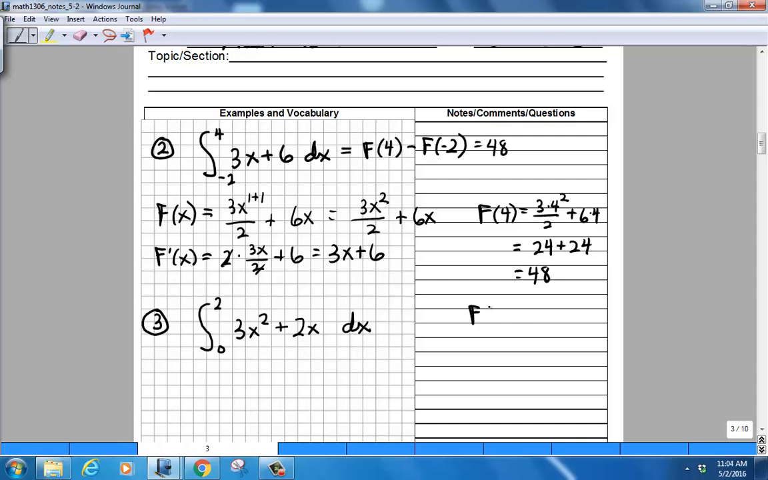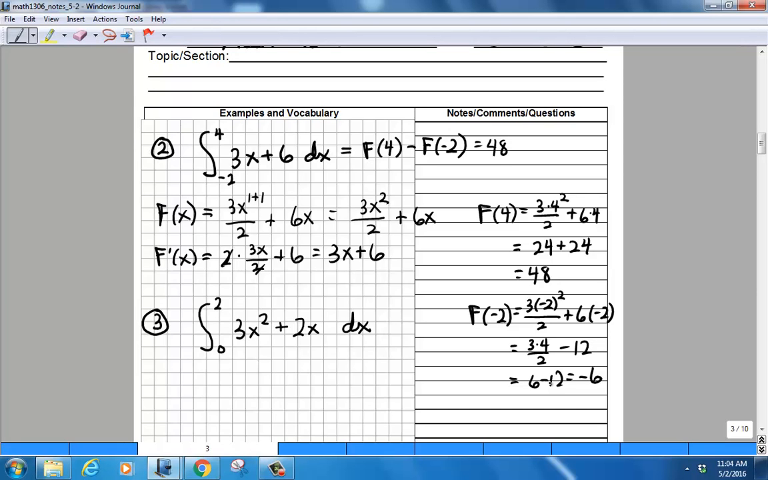What about capital F of minus 2? Be very careful here because you've got a lot of exponents. So you have 3 times a minus 2 squared over 2 plus 6 times a negative 2. So that's 3 times a positive 4, divided by 2. And then 6 times a negative 2 is a minus 12. So I end up here with 12 over 2, which is 6, minus 12. So that looks like minus 6. Now, here's where you're going to want to make a sign mistake. Capital F of negative 2 is minus 6.